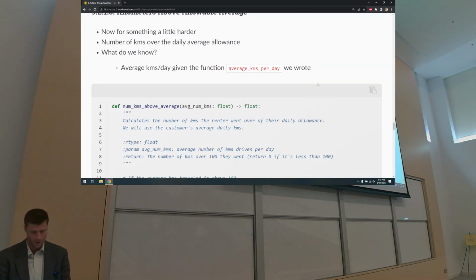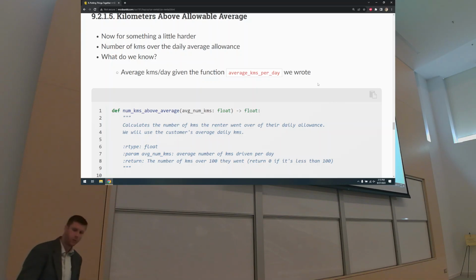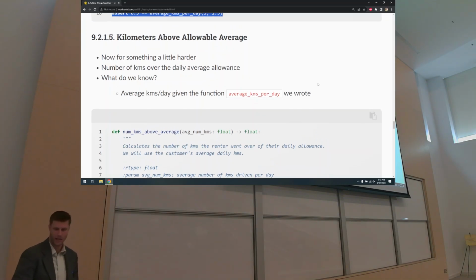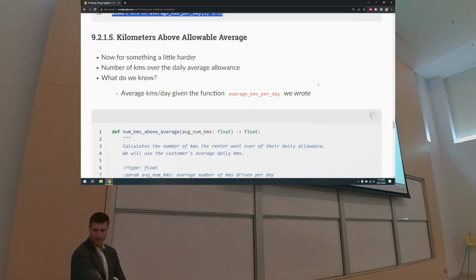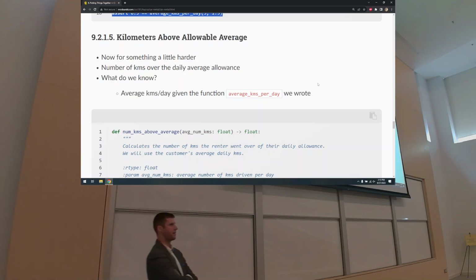Now, this one's a little harder. How do I calculate the number of kilometers above the daily allowance?